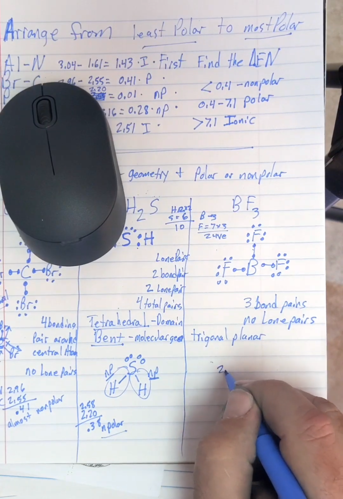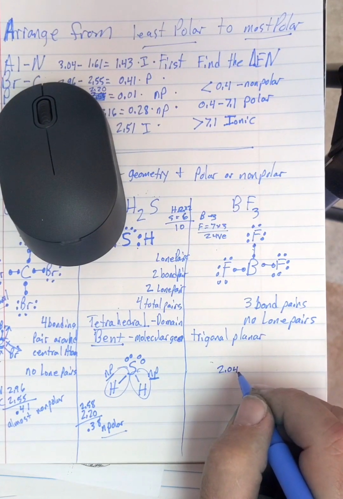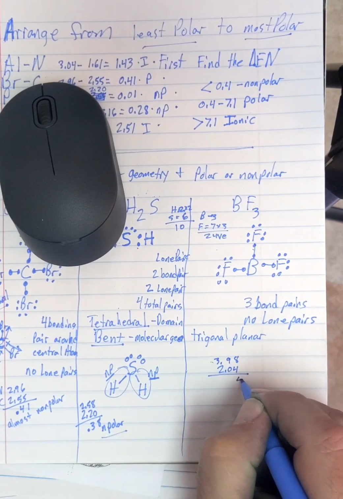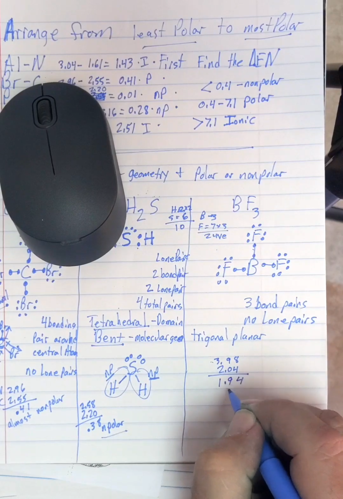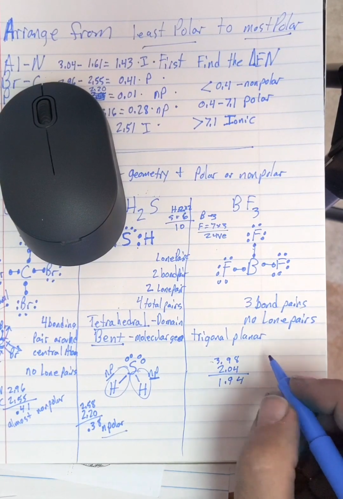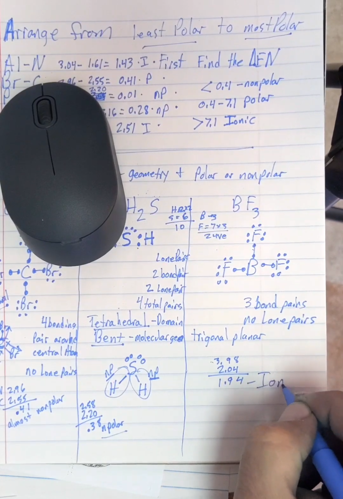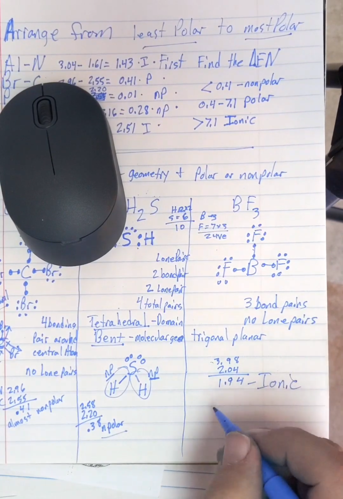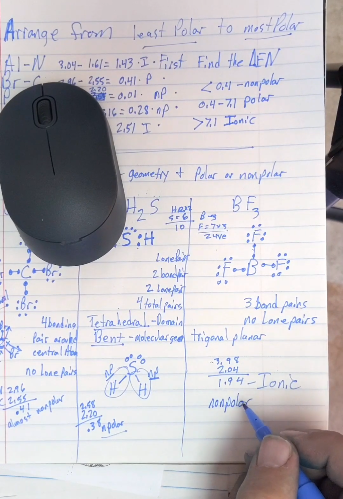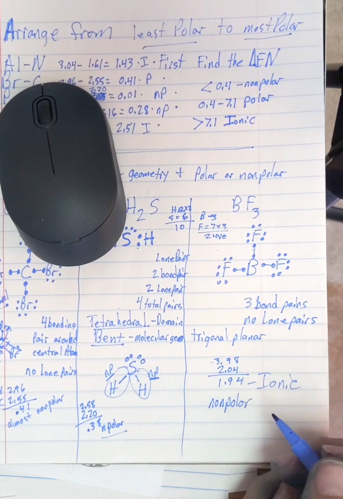All right, so now we crunch some numbers. We have 2.04, and we're going to subtract that from the 3.98 for fluorine. That gives 1.94. That is way over 1.7, so this is an ionic bond. And the answer key lists that as nonpolar, so that's what we're going to put it as.